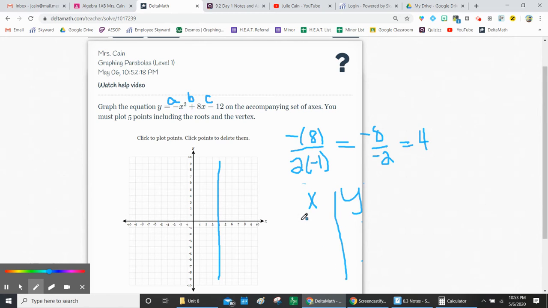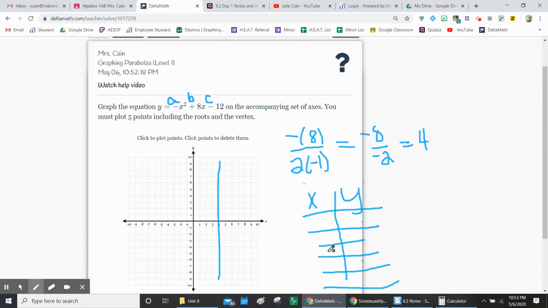So I'm going to make a quick table of values with 1, 2, 3, 4, 5, with 4 being my central point because that's the axis of symmetry. And then I would pick points on either side. So I could go 3, 2, and then I could go 5, 6. Okay, so then I would plug those numbers into my equation.